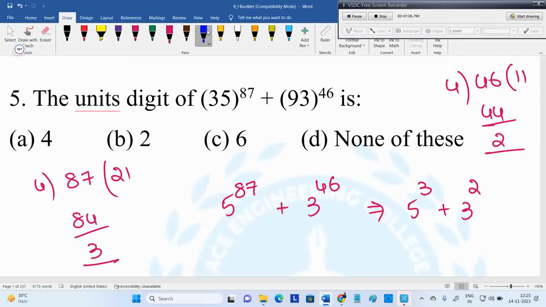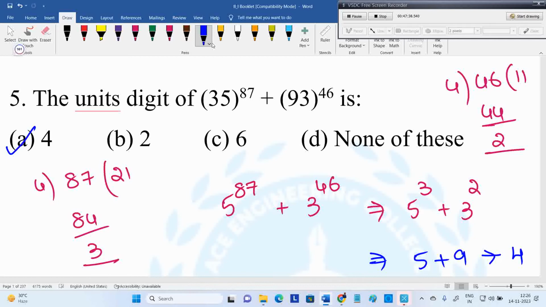5 power 3 is 125, units digit 5. 3 power 2 is 9. 5 plus 9 is 14. Answer is units place ending with 4. Right. So option A is the correct answer. So far we discussed the units place, or we can say the last digit concept. I hope you people understand the point.